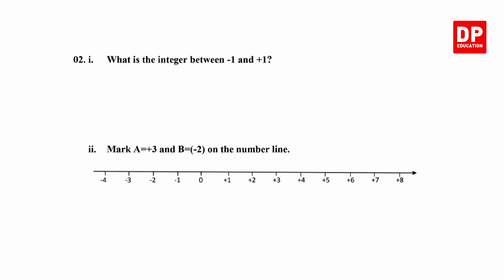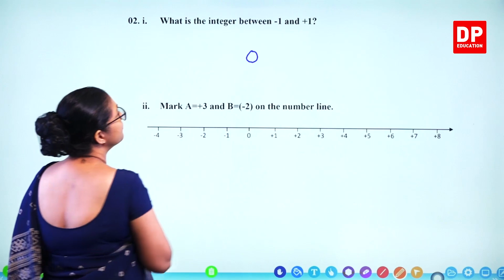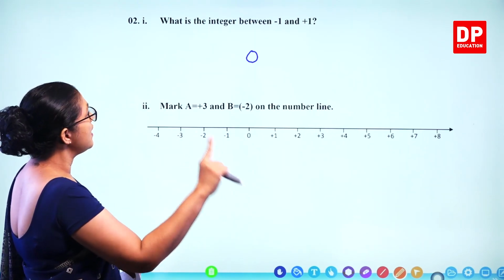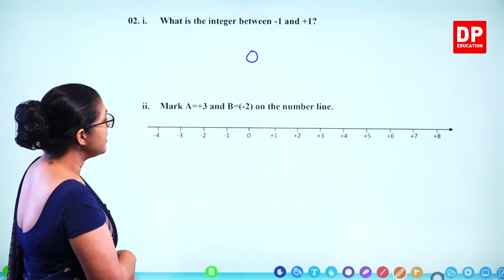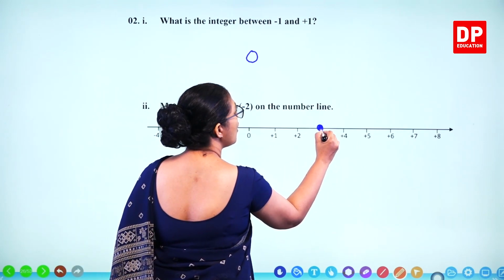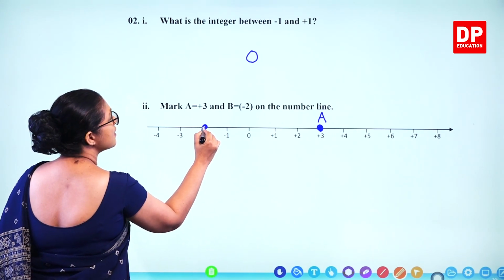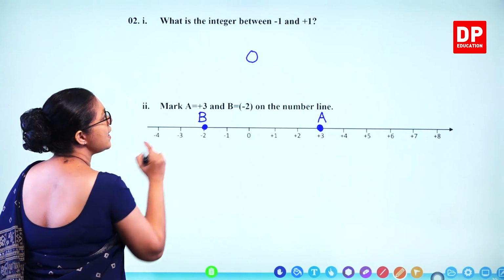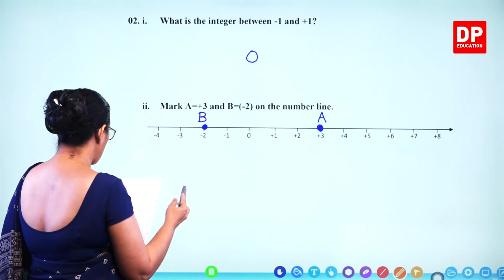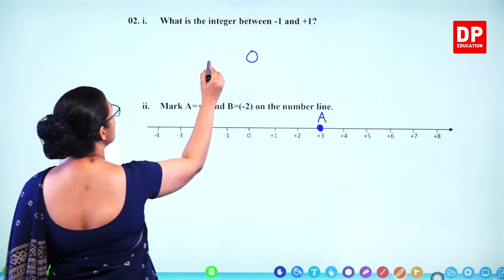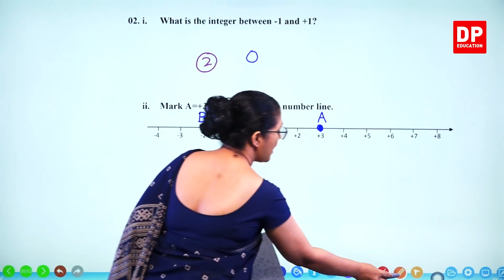What is the integer between minus 1 and 1? What's the integer? That's 0. So yeah, minus 1, then 0, then plus 1. Mark A plus 3 and B minus 2 on the number line. A is plus 3, so you can draw a solid circle on plus 3 and put A. Minus 2, a solid circle on this minus 2 and put B. So those are the 2 numbers. So how many marks for this one? You get 2 marks here, and 2 marks for marking A and B.